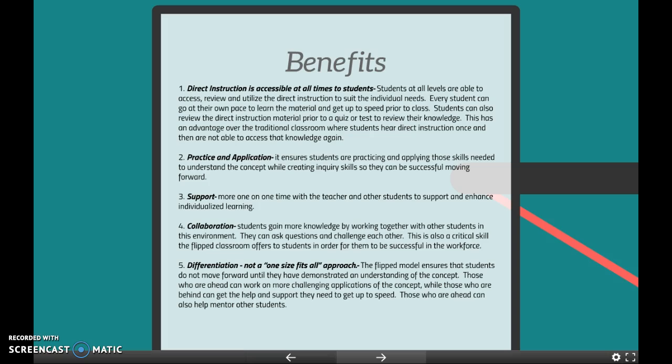It provides collaboration as students gain more knowledge by working together with other students in this environment. They can ask questions and challenge each other. This is also a critical skill the flipped classroom offers to students in order for them to be successful in the workplace.